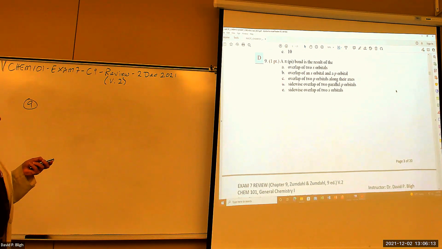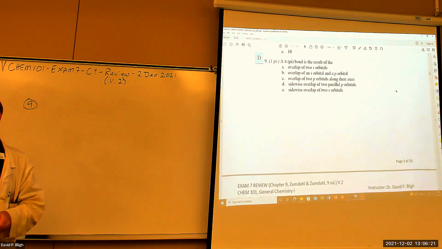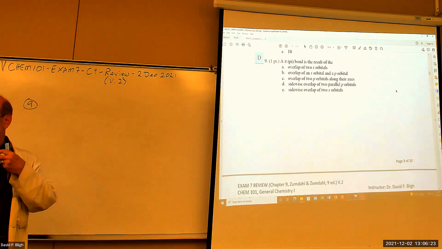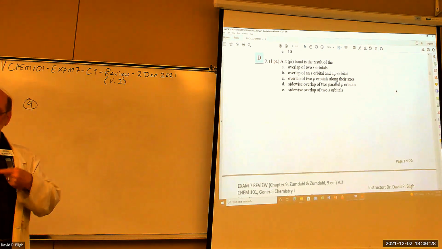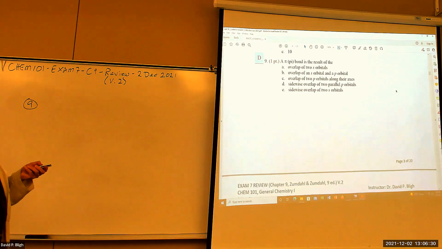Okay, so C, D, or E is where we're at. Overlap 2 p orbitals along their axis. That can't happen because you can't have the pi bonds unless you've got at least 1 sigma bond. So the overlap has to be sideways, off axis. Sideways overlap of 2 parallel p orbitals. That's the one right there. I said that E was possible, no, because it's s orbitals. So D is the answer because it's the only one that fits the theory.